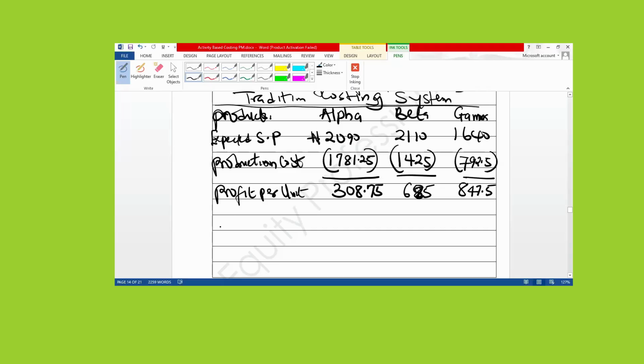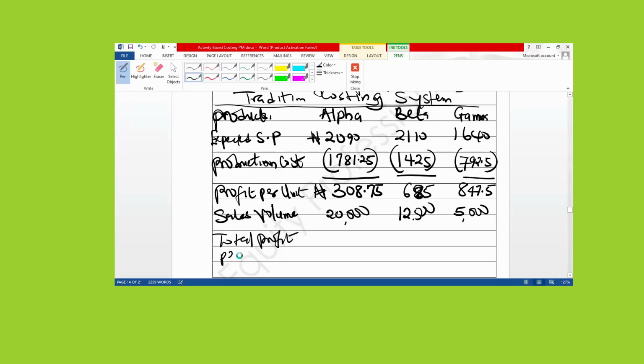Multiply by the number of units sold, which says volume. The examiner says production and sales. For Alpha, 20,000 units. For Beta, 12,500. This is the Naira amount. For Gamma, 5,000 units. Now get the total profit per product.